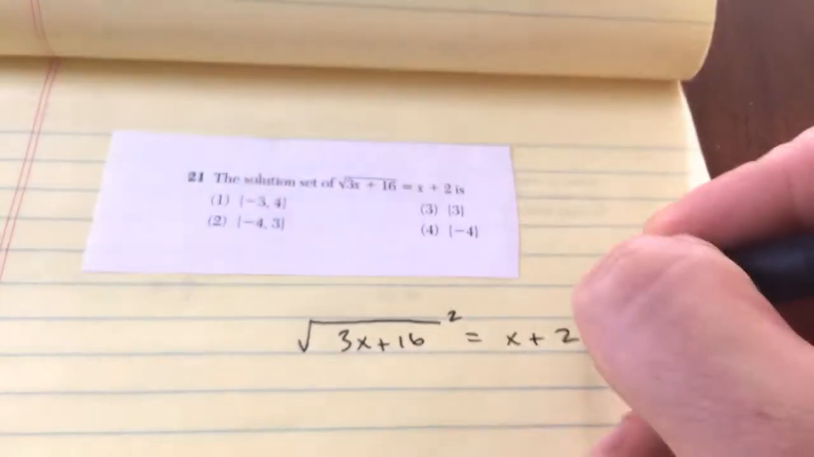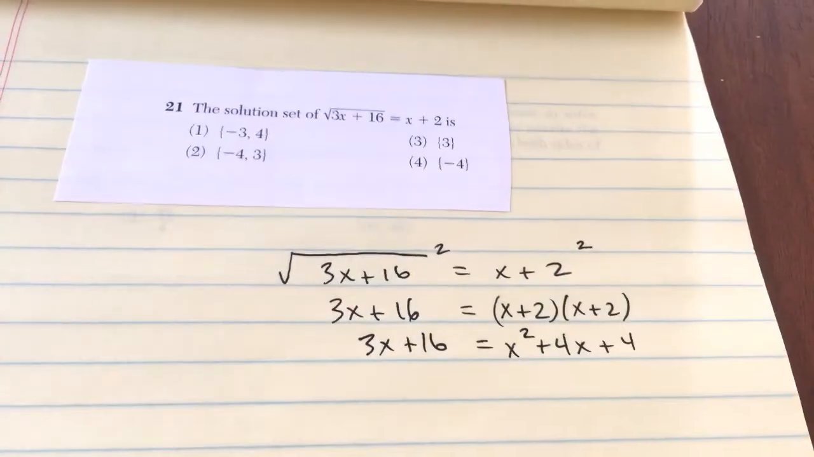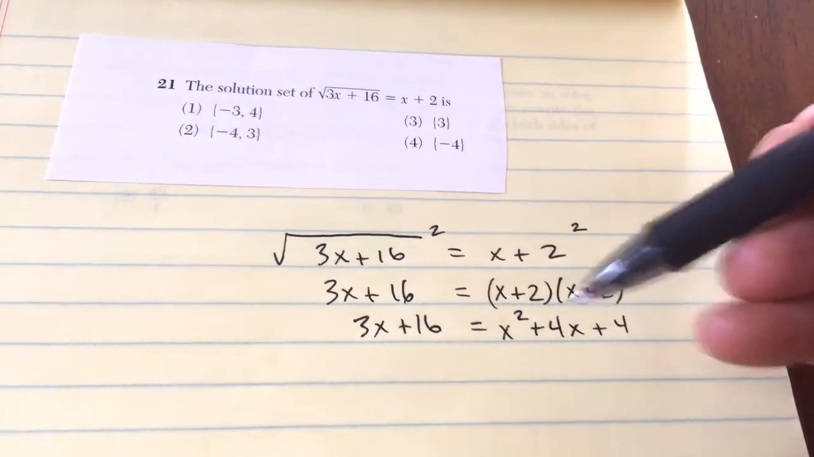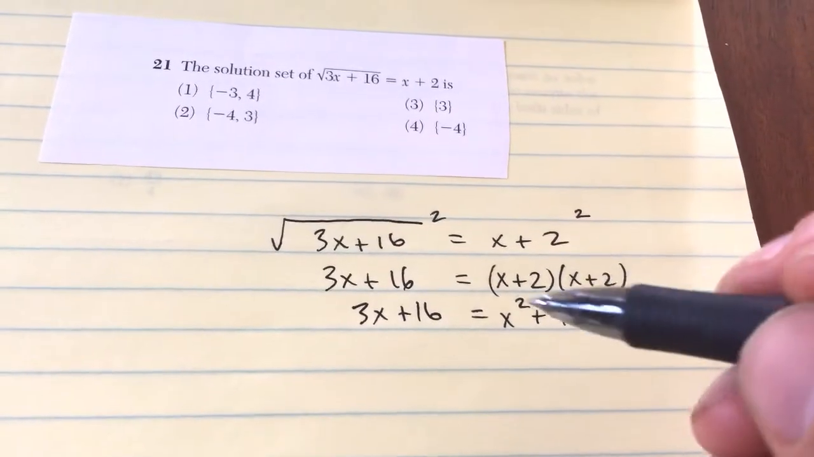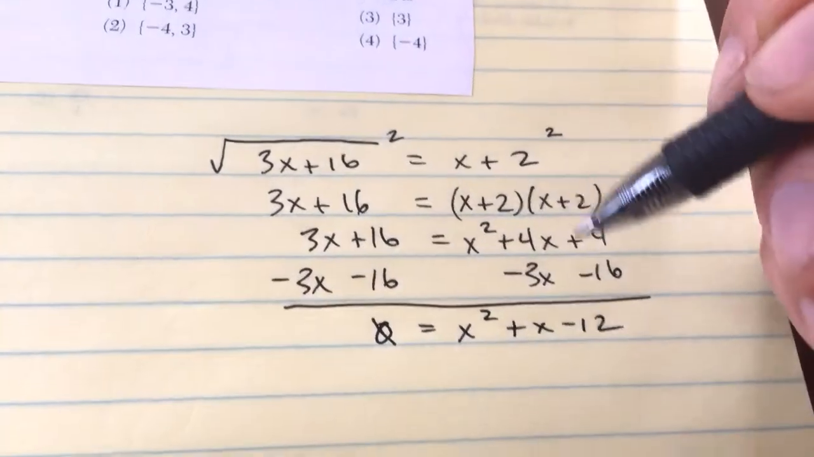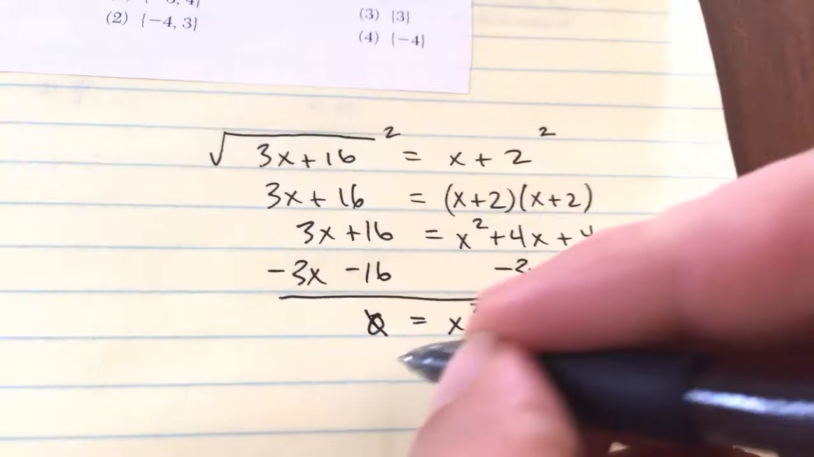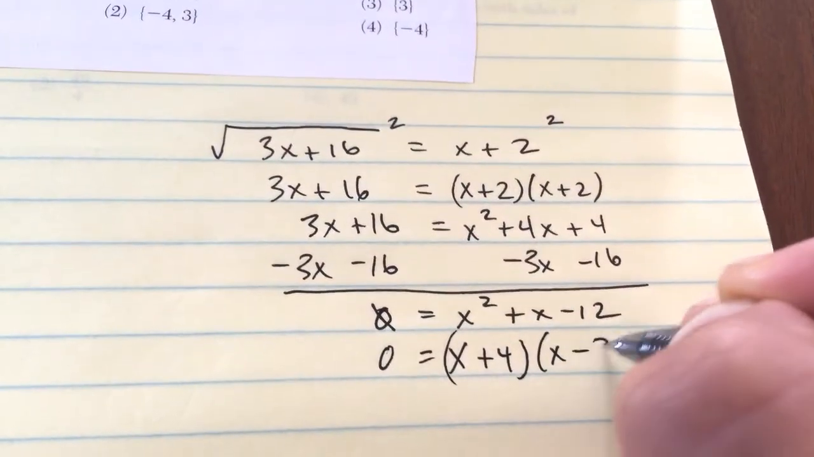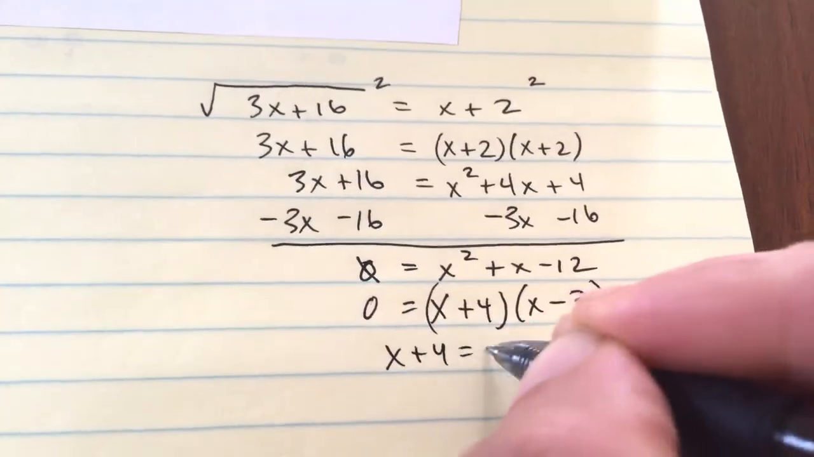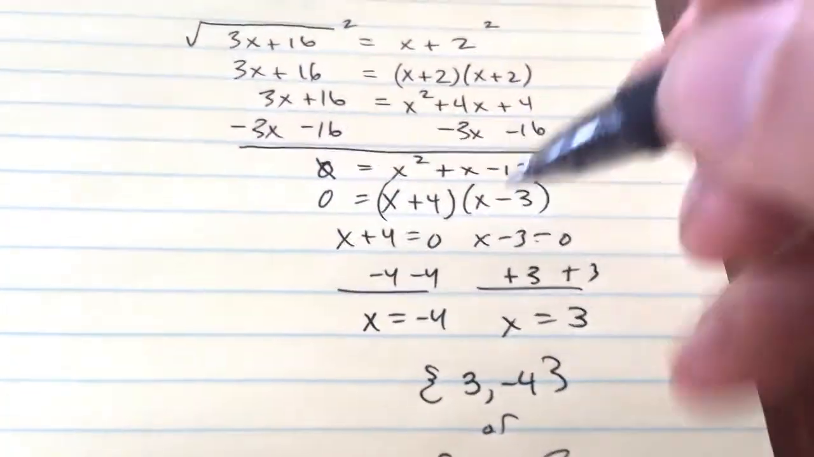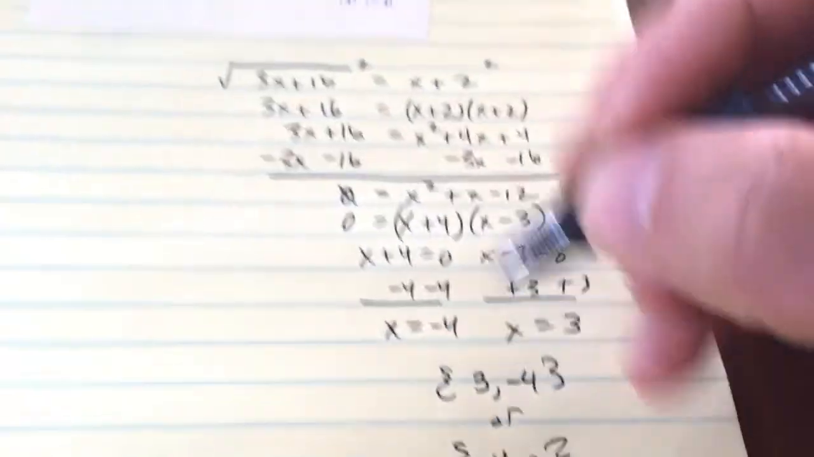To solve, I am going to square both sides. Squaring both sides requires me to multiply this base twice. I get this trinomial. This is a quadratic equation. I'm going to look to move these terms over to the right. I get 0 equals x squared plus x minus 12. I am going to solve by factoring. Solving for x, I get negative 4 and 3. Choice number 2.